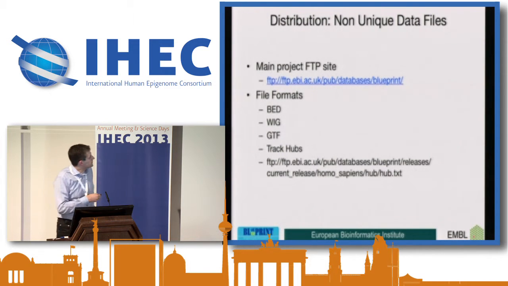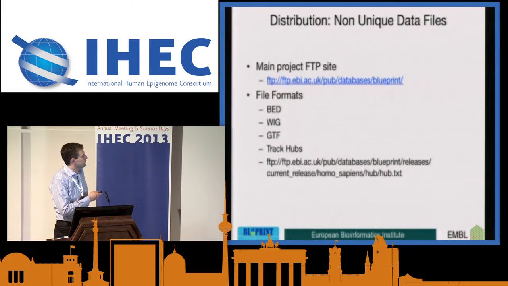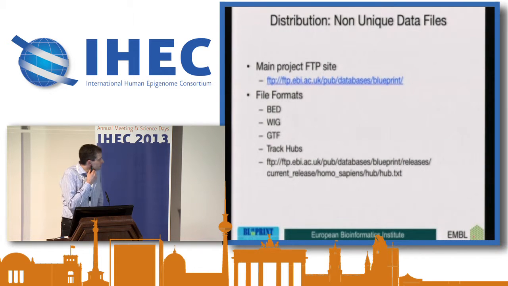So the non-unique data files, we provide these right on this FTP site. We also have a host of file formats, and critically we provide them as a track hub. Track hubs provide an ability for data to be visualized on both the UCSC and the Ensembl genome browsers. There's been other discussion at this meeting already about how one can put additional information on top of track hubs to access data in both visualization ways and programmatic ways.